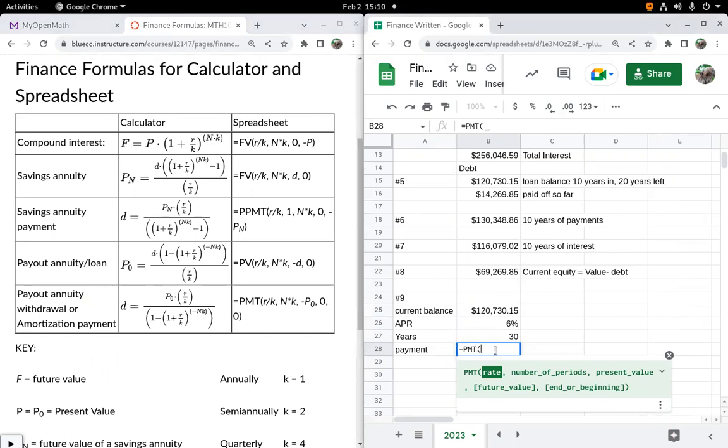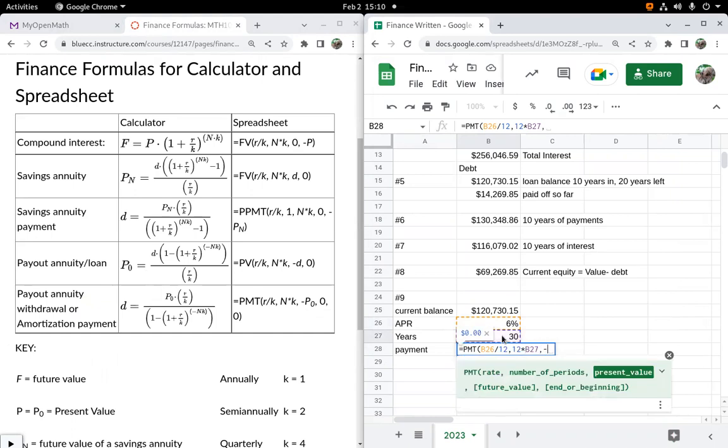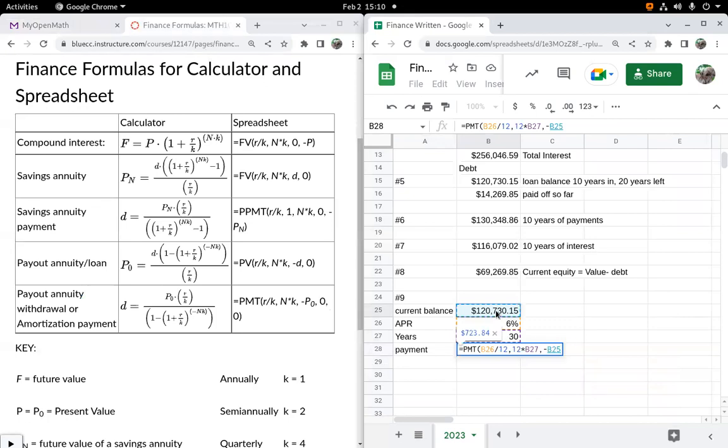So my rate is 6% split over 12 months, comma, my period's 12 months times 30 years right here. My present value, we're going to put in as a negative, and that's the current balance of the loan. And future value is optional, but we want it to be 0. If you don't type that, it assumes it to be 0. And if you don't type the beginning or end, it assumes the payment's at the end of the month. Okay, my payment would drop down to $723.